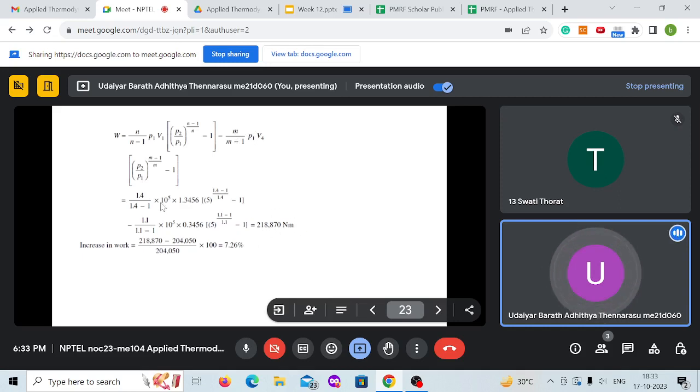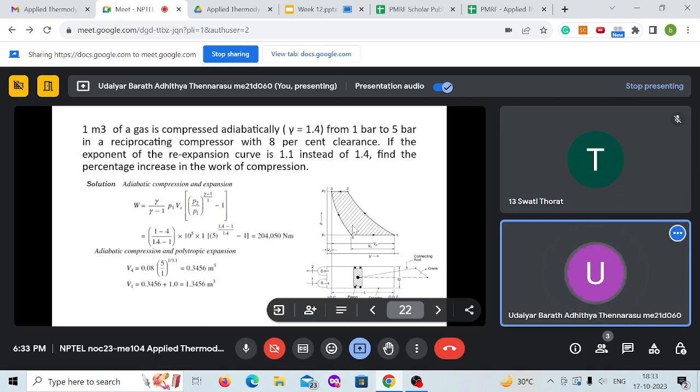So we have found out the two work done, so we can find out the increase in work. Increase in work is the difference in work divided by the initial work, so it will be 7.26%. So that's a 7.26% increase in work when you have a polytropic expansion process.